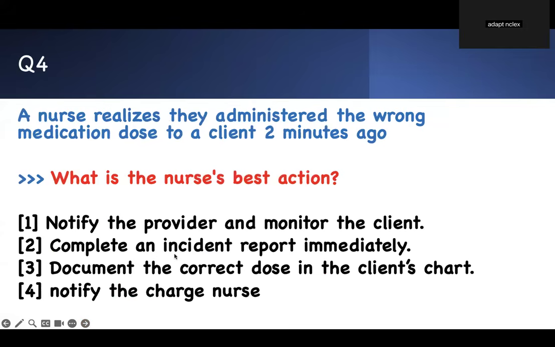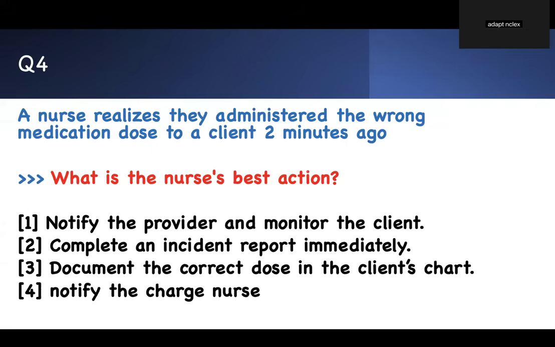A nurse realizes they administered the wrong medication dose to a client 2 minutes ago. What is the nurse's best action? Best action, prioritization 101. If I have 1 second, what would I do? I can do all of this in 1 second. Notify the provider and monitor the client. Is that what you would do?